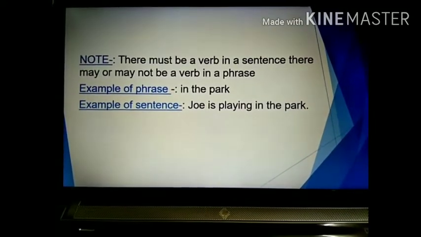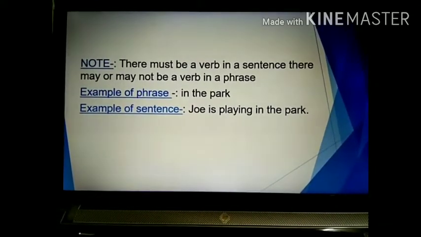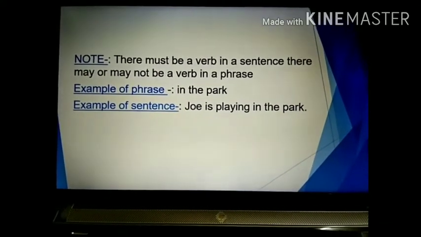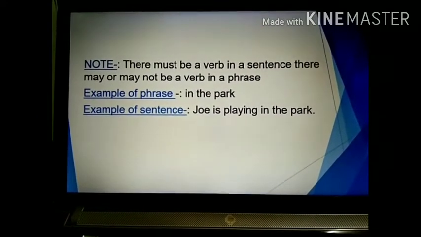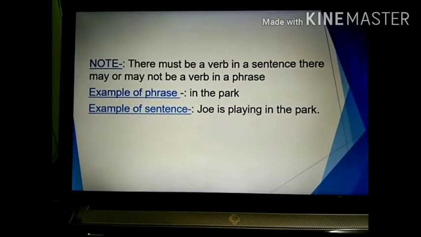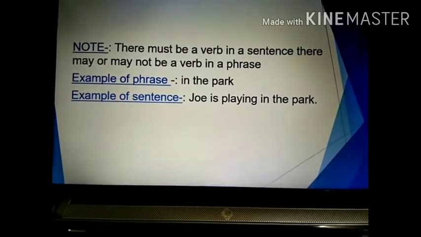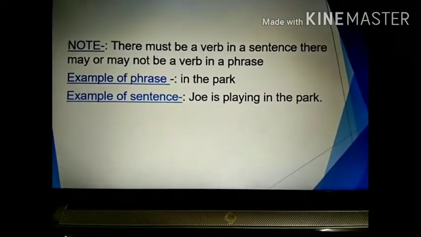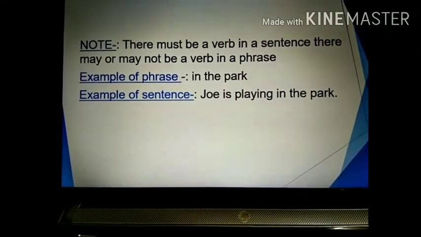Important note to keep in mind: there must be a verb in a sentence, but there may or may not be a verb in a phrase. So, the presence of a verb is important in a sentence, but it is not important in a phrase. Example of a phrase: in the park. Now, in the park. Who is in the park?